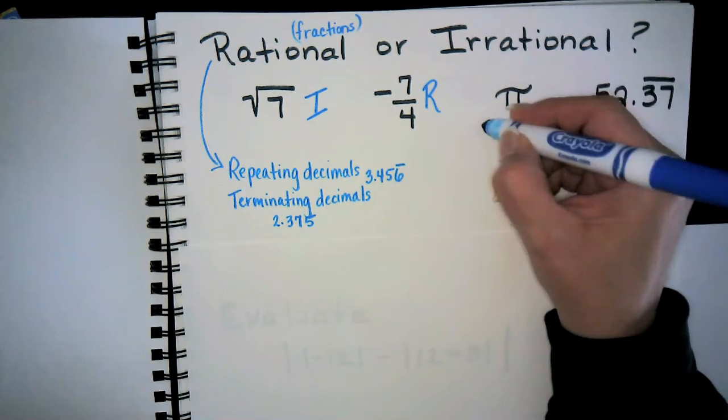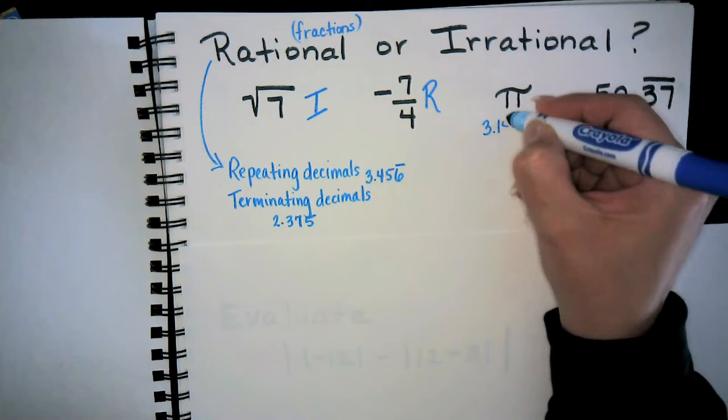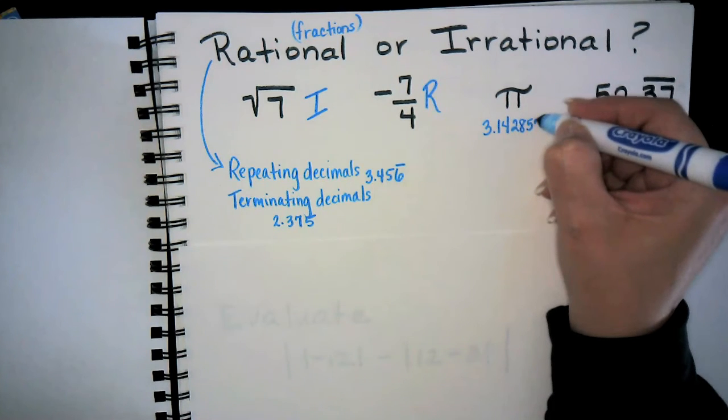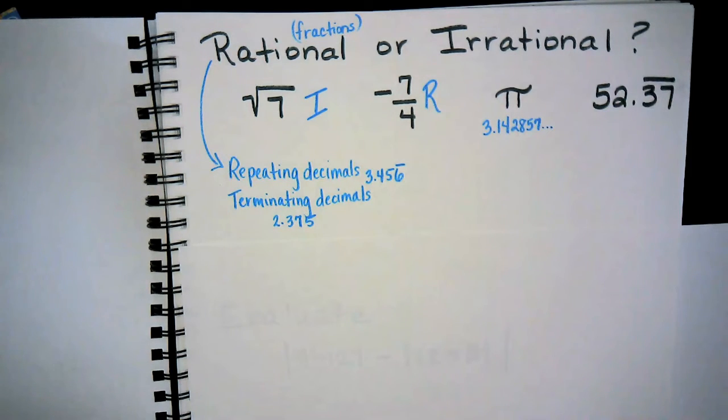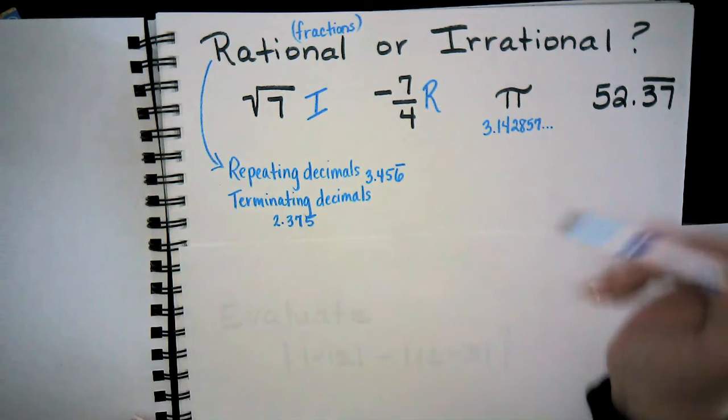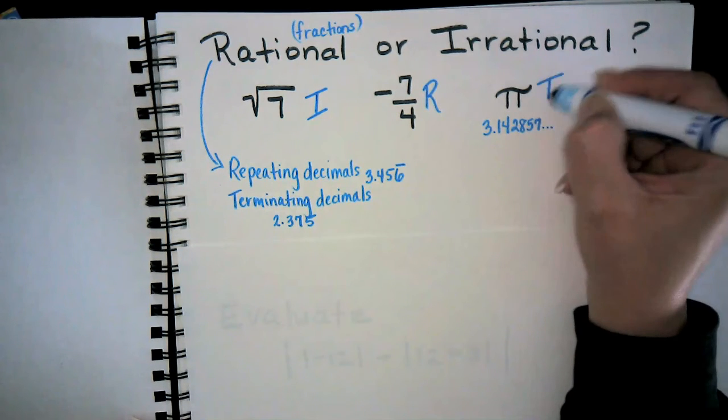Pi. Oh my goodness. This one most people will remember as 3.14, but actually, friends, it keeps going, right? We just usually round it to 3.14. But it actually keeps going. And because it doesn't repeat and it doesn't terminate or it doesn't stop, then this one also is irrational.